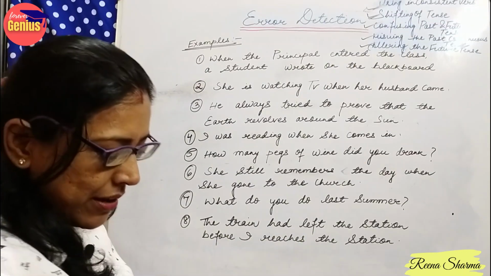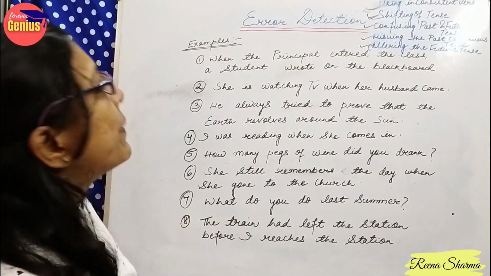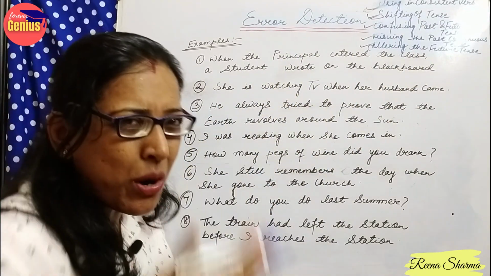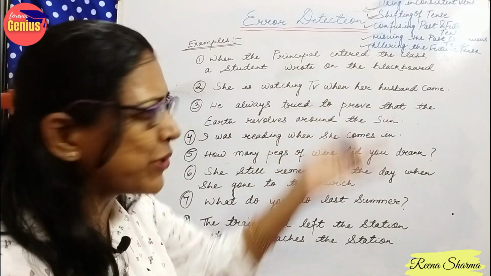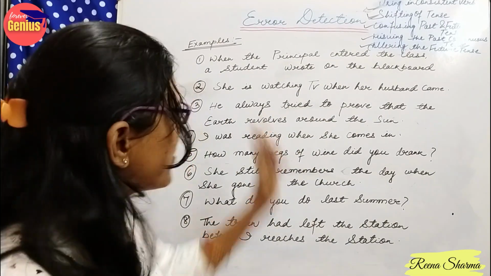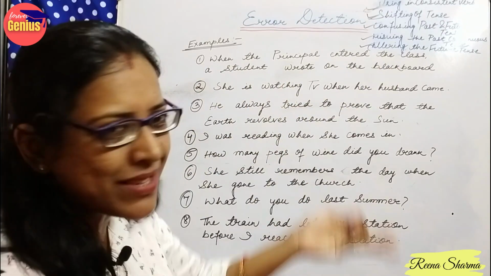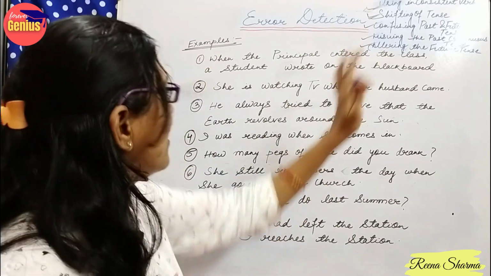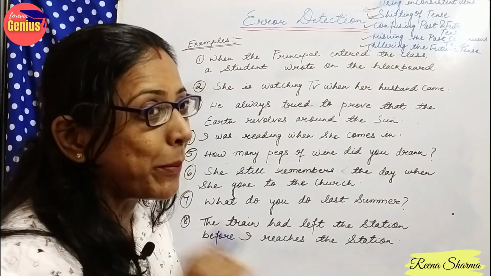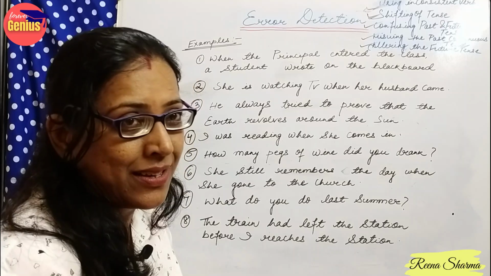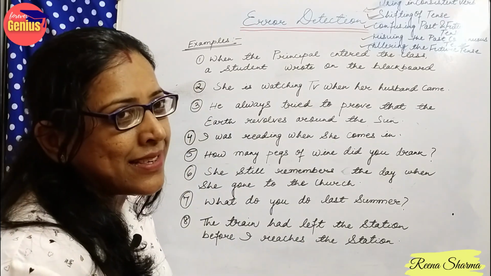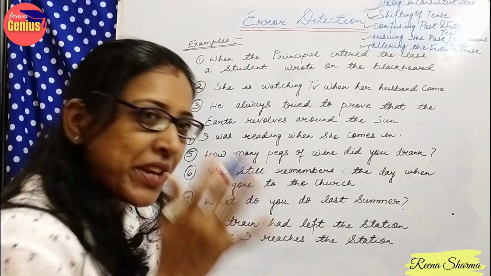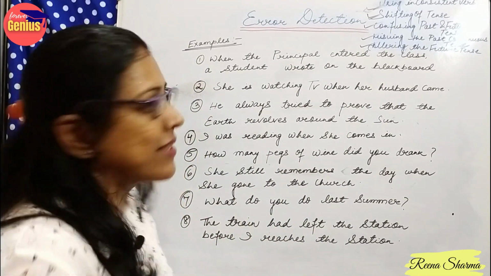So let's look at the first sentence. When the principal entered the class, a student wrote on the blackboard. What is wrong, ma'am, in this sentence? I find it to be totally correct. Isn't it? See, when we read, can you see any mistake in the sentence? When the principal entered, okay, past tense, a student wrote on the blackboard. But see, where is the mistake? Of course, there is an error in the sentence. That's why these types of questions are asked in the examination in order to confuse the students.